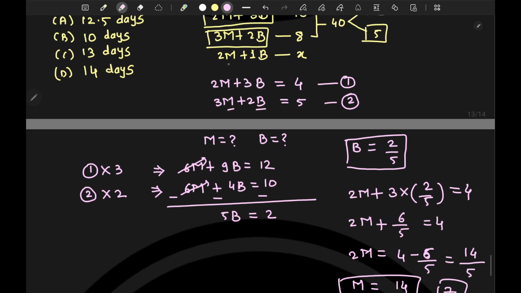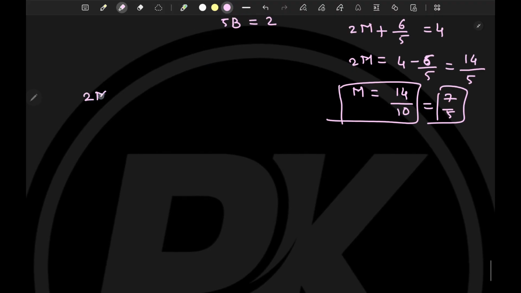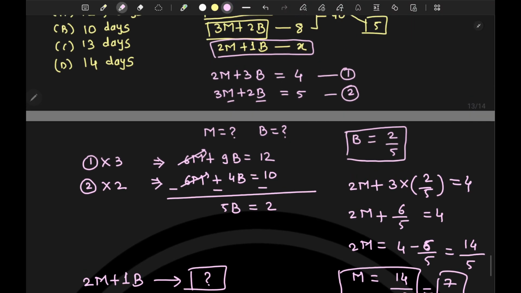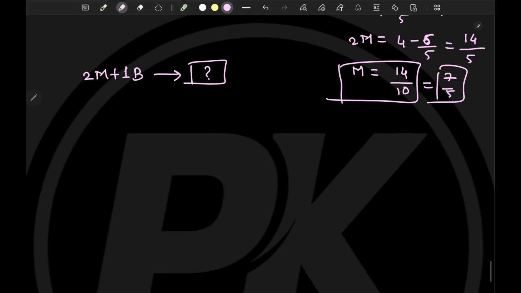Now what is asked? So this is asked. Okay, so 2m plus 1b is asked. Now, let's say 2m plus 1b will complete how much portion in one day, right? Because for one day only we have derived these two equations. So let's see how much this will come to.